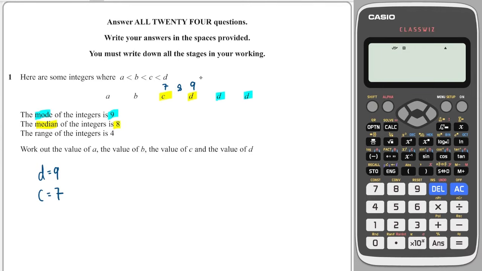And then the range is the biggest minus the smallest, and we're told that is 4. So we know that A must equal 9, and the gap between them is 4, so this must be 5. And then finally, how do we work out B? Well, the only bit of information we haven't used is the fact that these numbers are in order and they're not equal to each other. Each one is bigger than the last one. So that means that B must be distinct, it must have its own number, and it must go in between 5 and 7, so it must be 6.